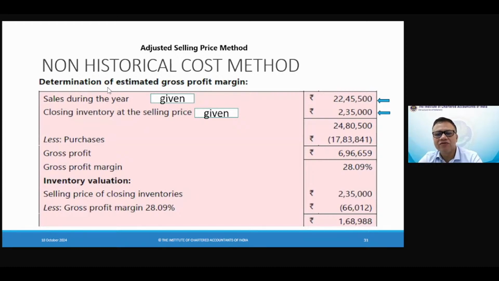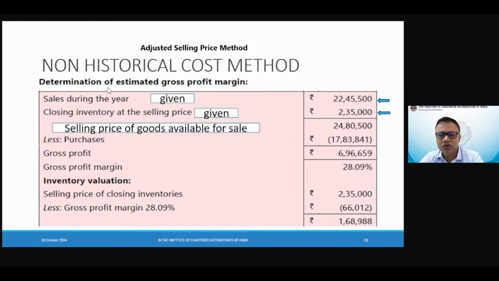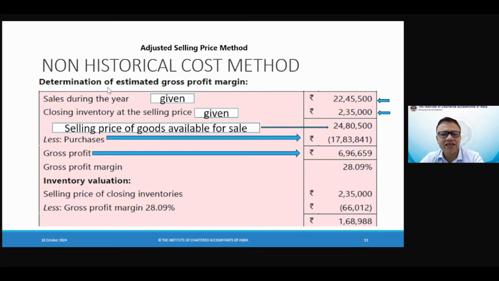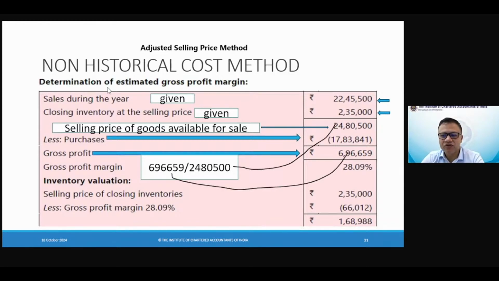Selling price of goods available for sale. Total sales of goods which are available for sale, you are getting 24,80,500. Then what you do is deduct the purchases, 17,83,841. Then you get the gross profit. Once you get the gross profit, you can definitely get the gross profit margin. Whatever profit you get after deducting the purchases, you divide it by the selling price of goods available for sale, 24,80,500. This one you take it to find 28.09%.